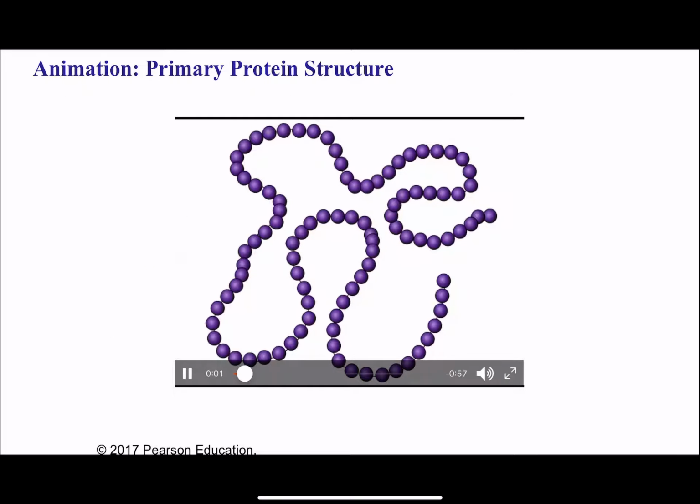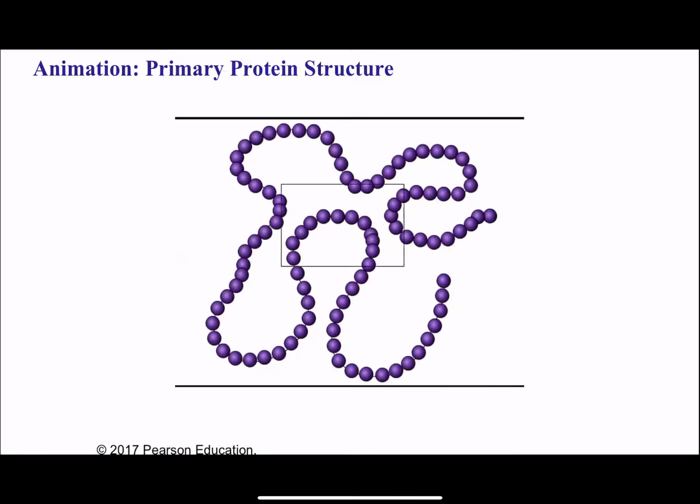Each protein has a unique primary structure, a particular number and sequence of amino acids making up the polypeptide chain. 20 different amino acids are used to build proteins. Theoretically, the various amino acids could be linked in almost any sequence, forming an almost infinite variety of different proteins.